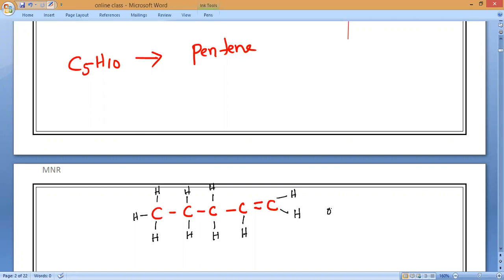Now condensed formula, everybody. Condensed formula I want. CH3 single bond CH2 single bond CH2 single bond CH double bond CH2.